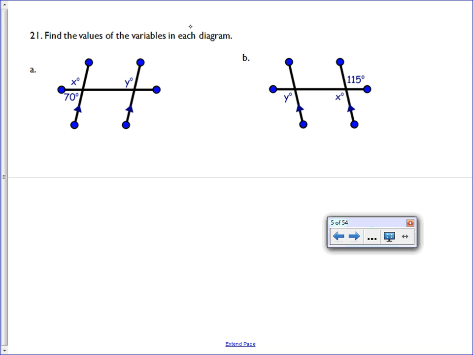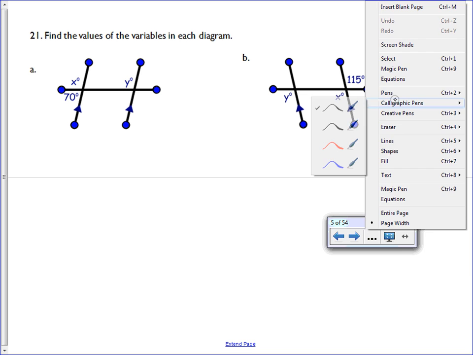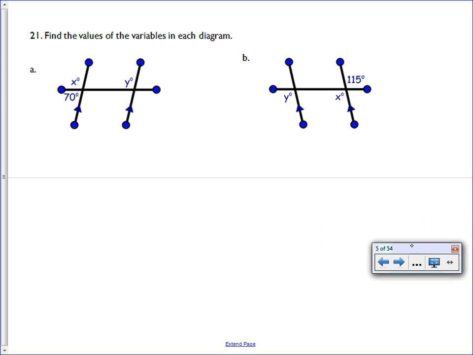Okay, so here's problem number 21, A and B. So we have to find the values of the variables in each diagram. It's important to make sure that when you're doing these math problems that you pay attention to the directions. So we're being told to figure out what x is and what y is.